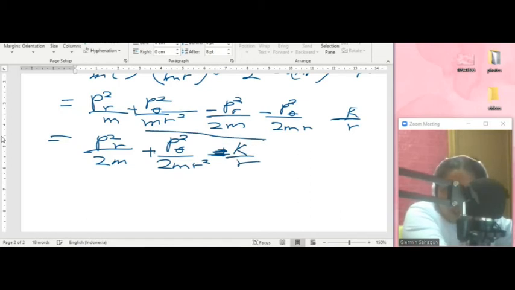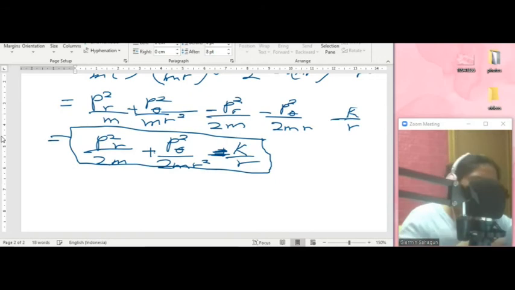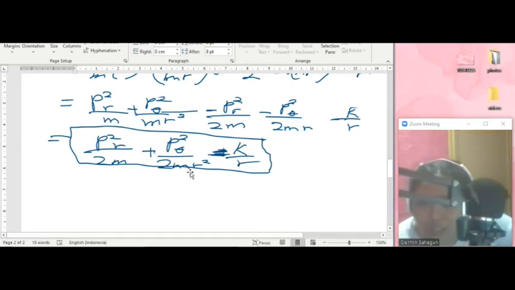Now, the equation of motion of the particle in position. So, this is what we got. Now that we have the Hamiltonian equation.